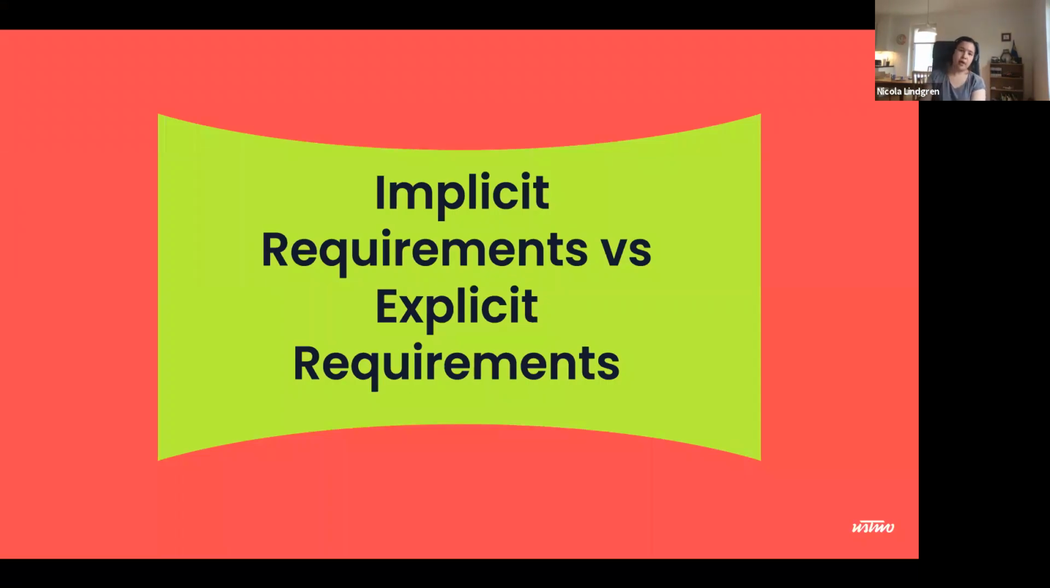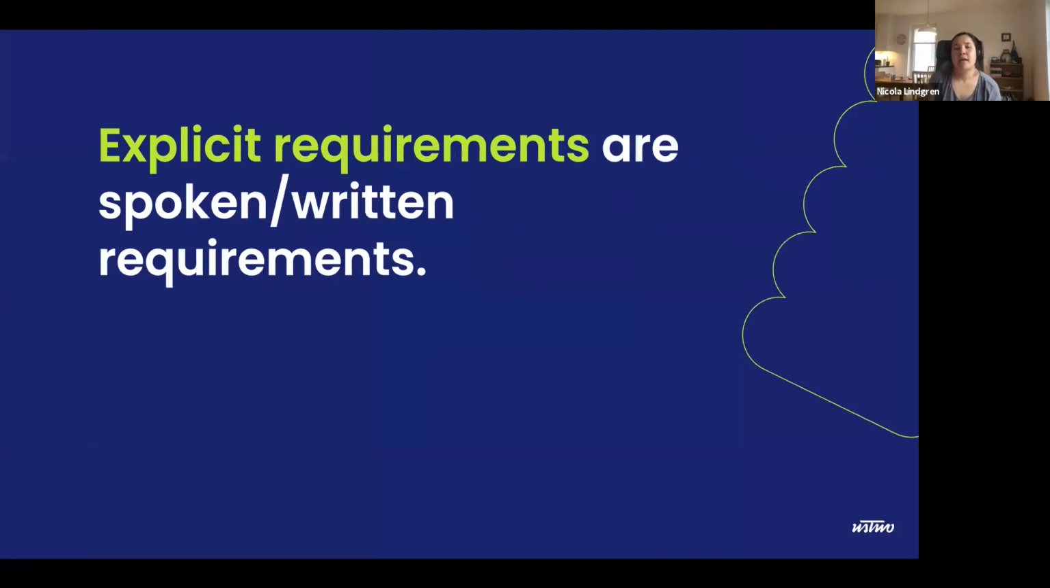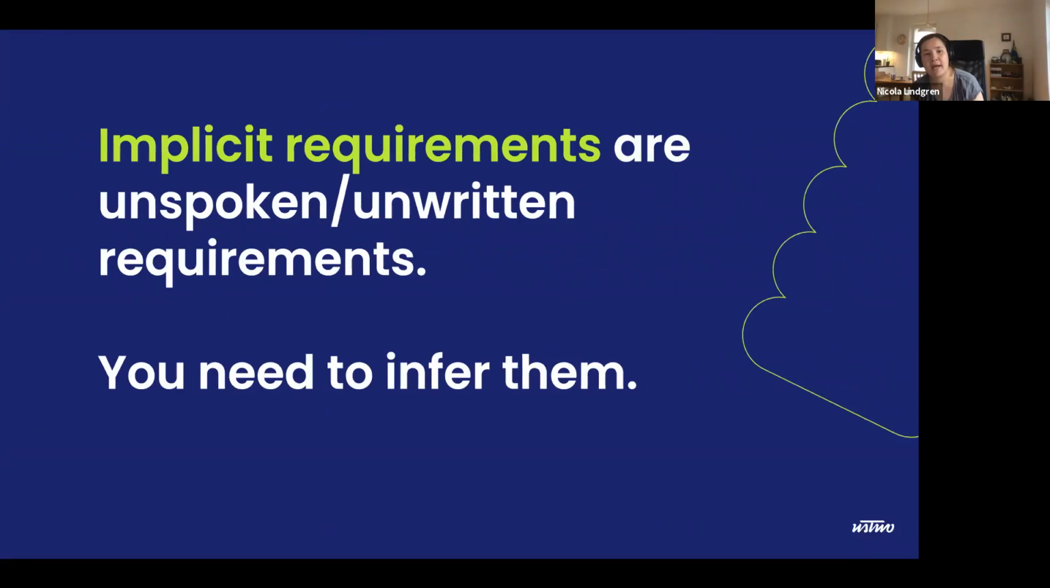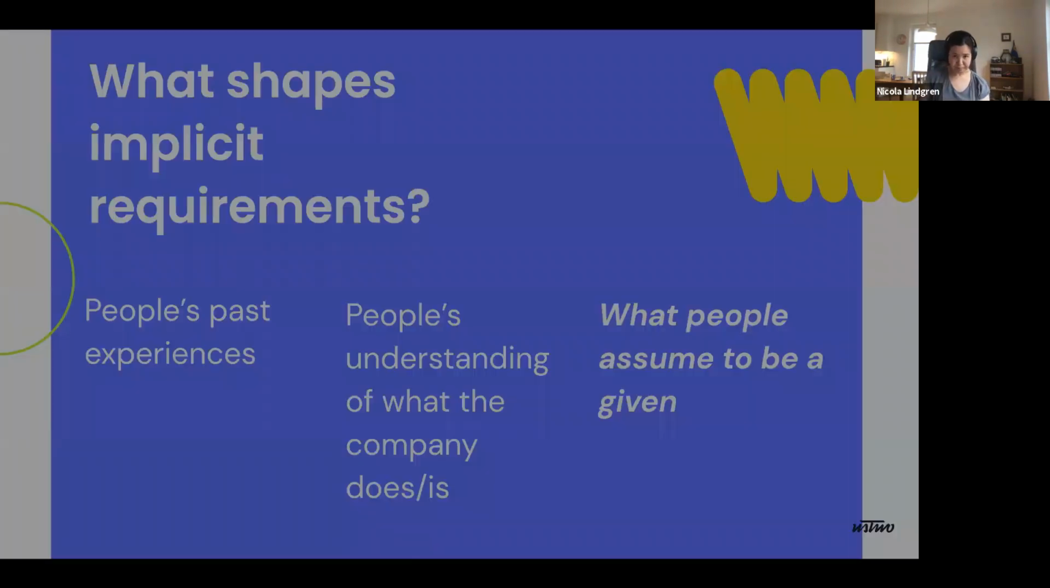So, implicit requirements versus explicit requirements. Explicit requirements are spoken or written requirements. That is, they are explicitly stated. Whereas implicit requirements are unspoken or unwritten requirements, so you need to infer them. And this is a much trickier area I have found to deal with.